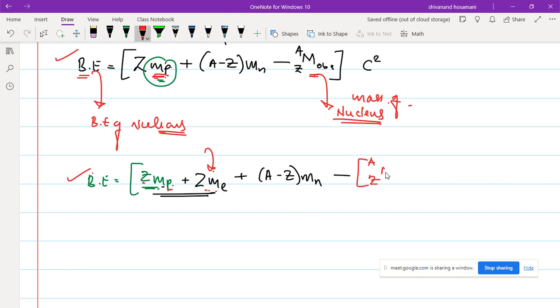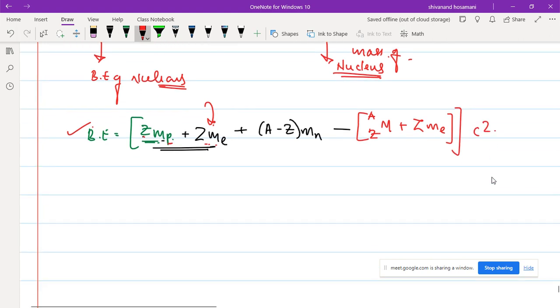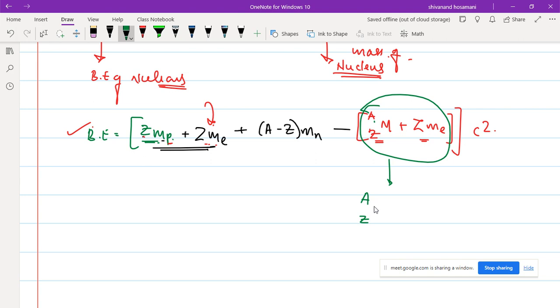Then it is multiplied with c square. So here it's observed mass of the nucleus plus observed mass of that electron. So observed mass of the nucleus along with the electron is defined as observed mass of the atom. That is defined as M with A and Z. M is now defined for atomic mass. In the problems, if they give it like this, then it will be defined as atomic mass.